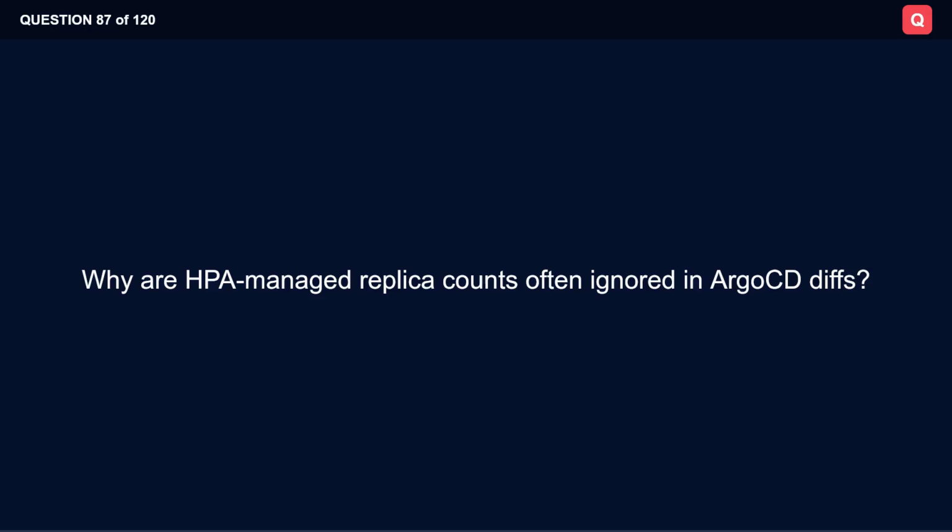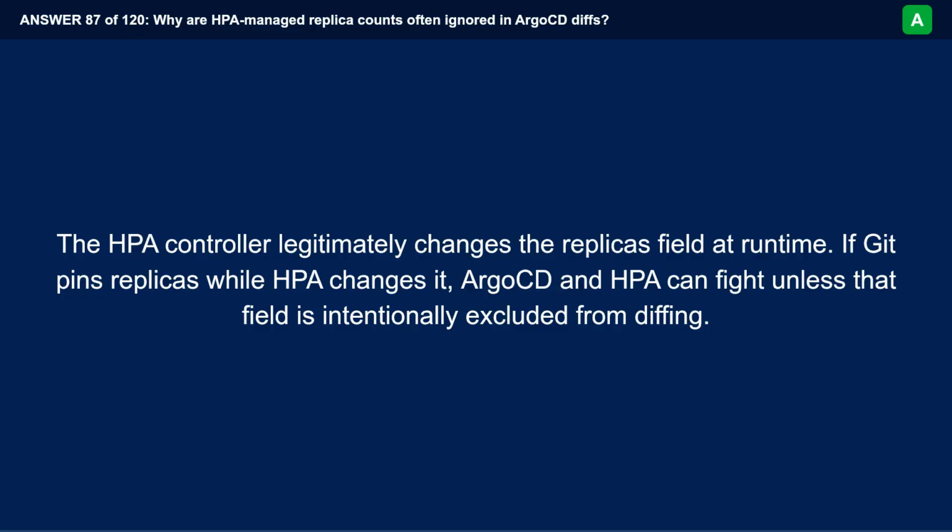Why are HPA-managed replica counts often ignored in ArgoCD diffs? The HPA controller legitimately changes the replicas field at runtime. If Git pins replicas while HPA changes it, ArgoCD and HPA can fight unless that field is intentionally excluded from diffing.